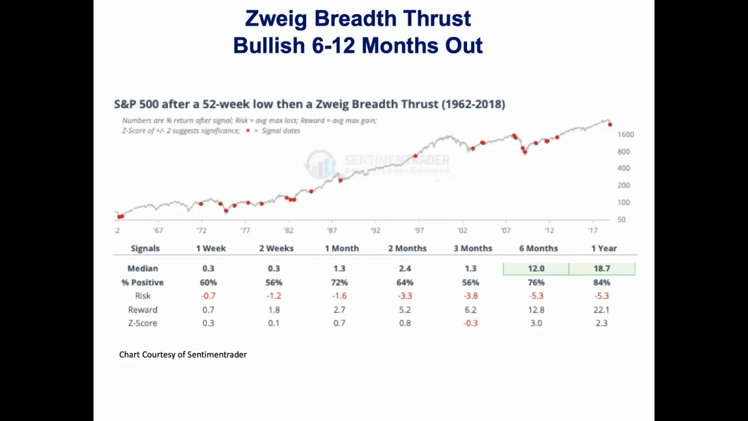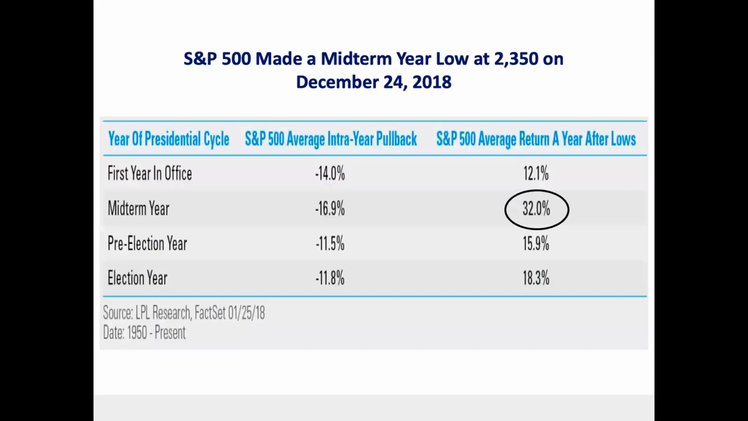The breadth thrust occurred at 2,500. Add 20% to 2,500, you're at 3,000. That's a new high on the Dow. Here's another way to look at it.